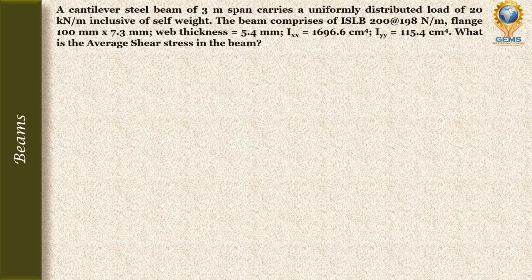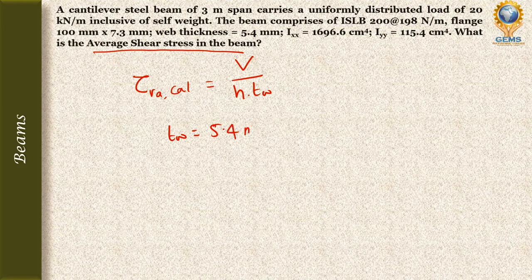For the same question, we are going to find out the average shear stress in the beam. So what is the formula for average shear stress? Tau VA calculation is equal to V by H into TW. TW is the thickness of the web, given in the question as 5.4 mm. H is the overall depth, that is 200 mm.